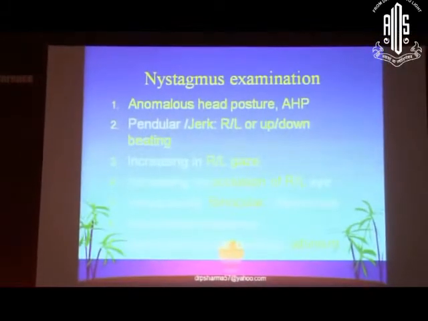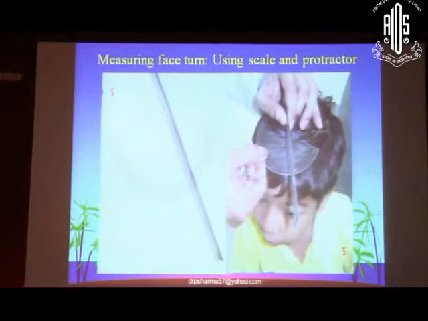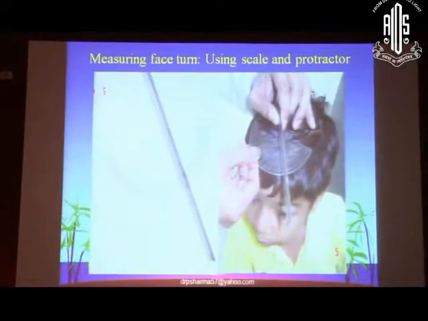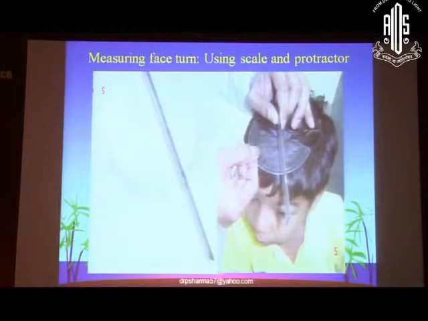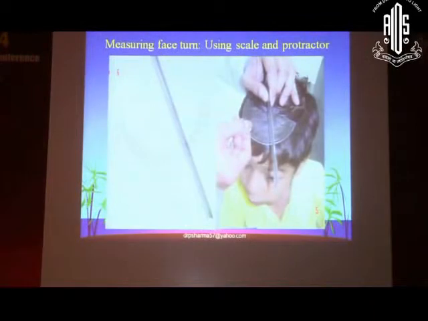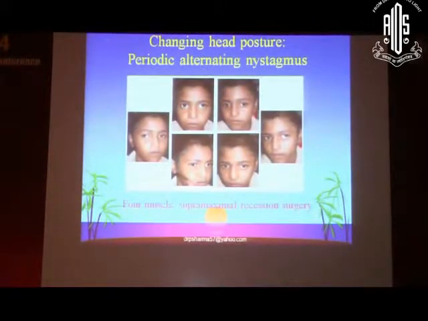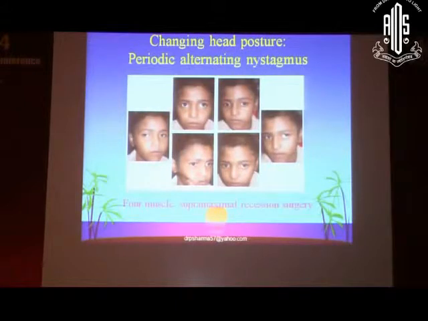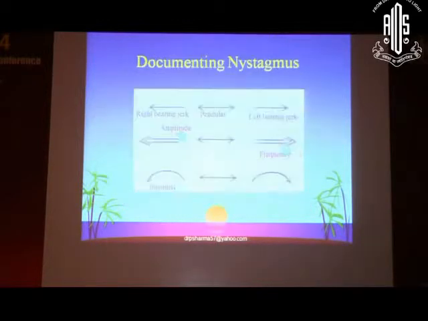Basically, remember that you have to see the abnormal head posture, but in that you need to measure how much the head posture is, and you can use a simple device like a scale and protractor to align with the visual axis that the child is having, and you can measure the angle on your protractor. You have to always remember that there could be cases of periodic alternate nystagmus which you can miss. So unless you observe them continuously for about 3 to 5 minutes, you will easily miss periodic alternate nystagmus. These are cases which will have to be managed differently by using an approach of supramaximal recession surgeries on the 4 horizontal recti, 2 in each eye.